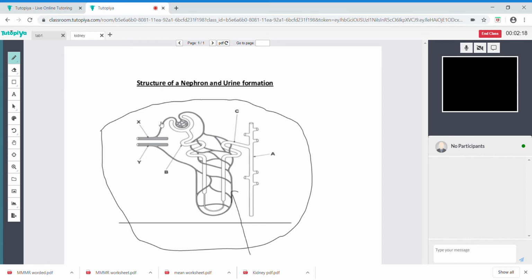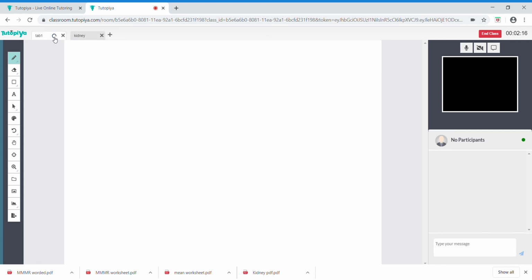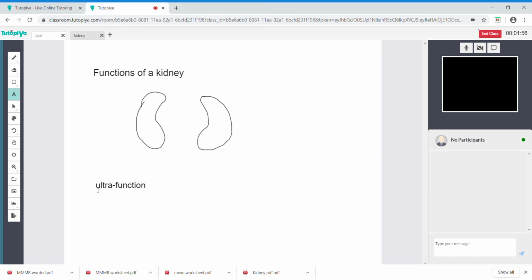When we look at how urine is formed, the nephron's function is divided into three main subparts. The first subpart is the ultrafiltration process. So the first function of the nephron in the urine formation is ultrafiltration.